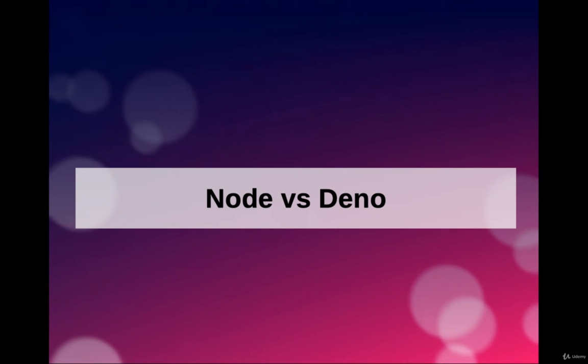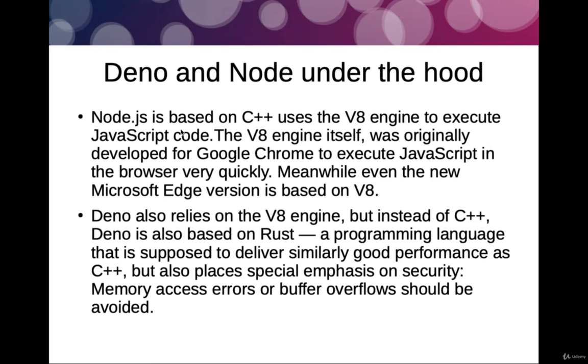Hello and welcome back. So now in this video, we'll be discussing and having a fair comparison between Node and Deno, right? So talking about Node and Deno, let's talk under the hood. Node.js under the hood has been built with C++, which uses the V8 engine to execute the JavaScript code, right? And the V8 engine itself was originally developed for Google Chrome to execute JavaScript in the browser very quickly, right?